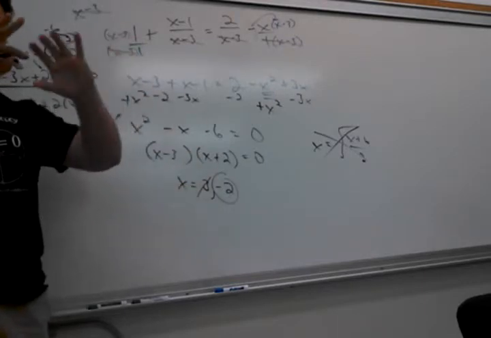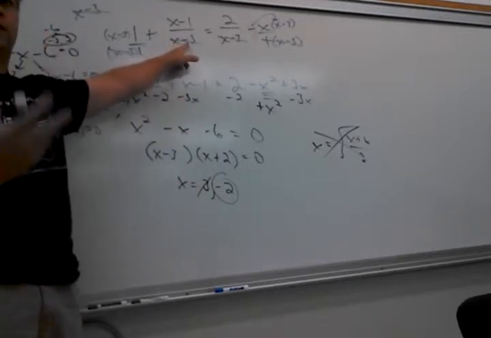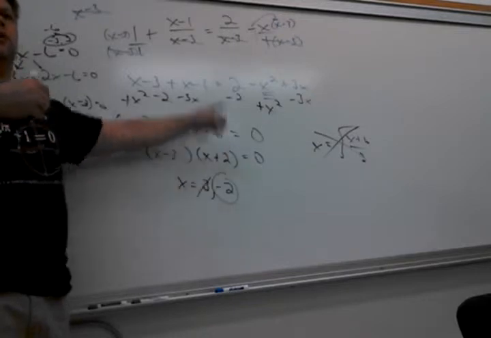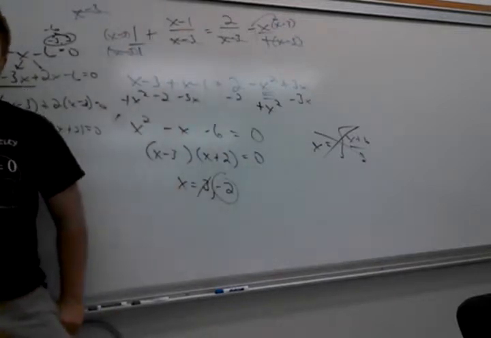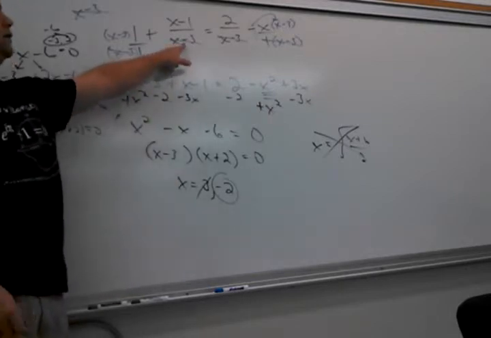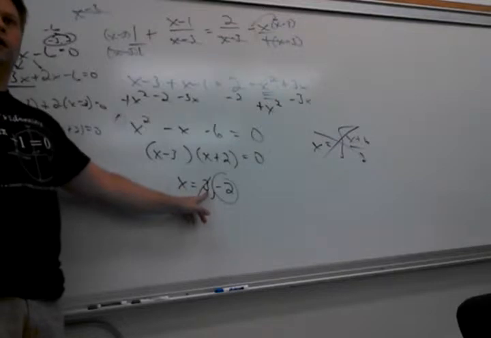You guys with me? So you have to check at the end of a problem that has variables on the bottom that none of your answers makes anything undefined. If they do, you've got to throw it out. So how do you check it? You go and plug it all back? No. You just look. What would make this undefined? Positive 3. So we've got to throw that out.